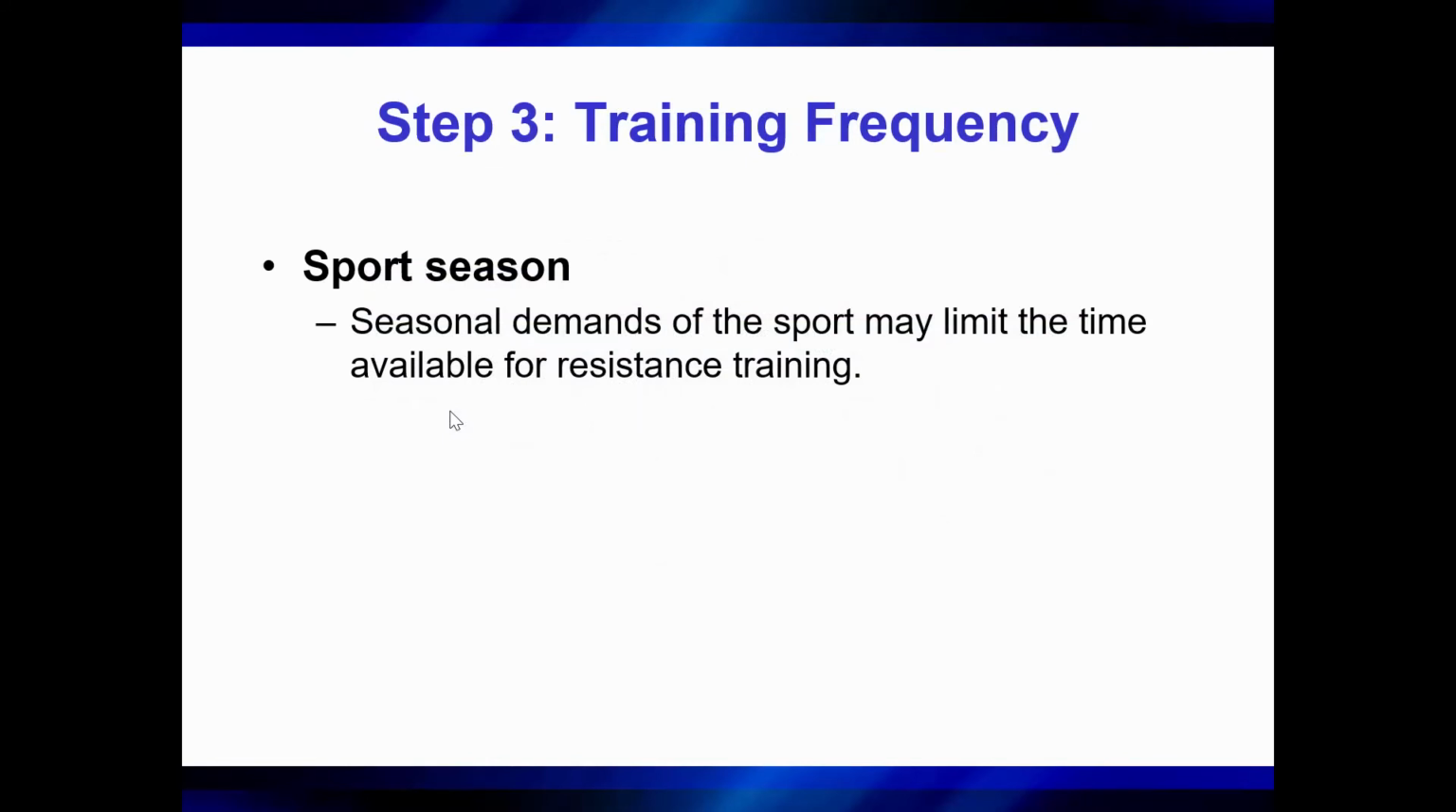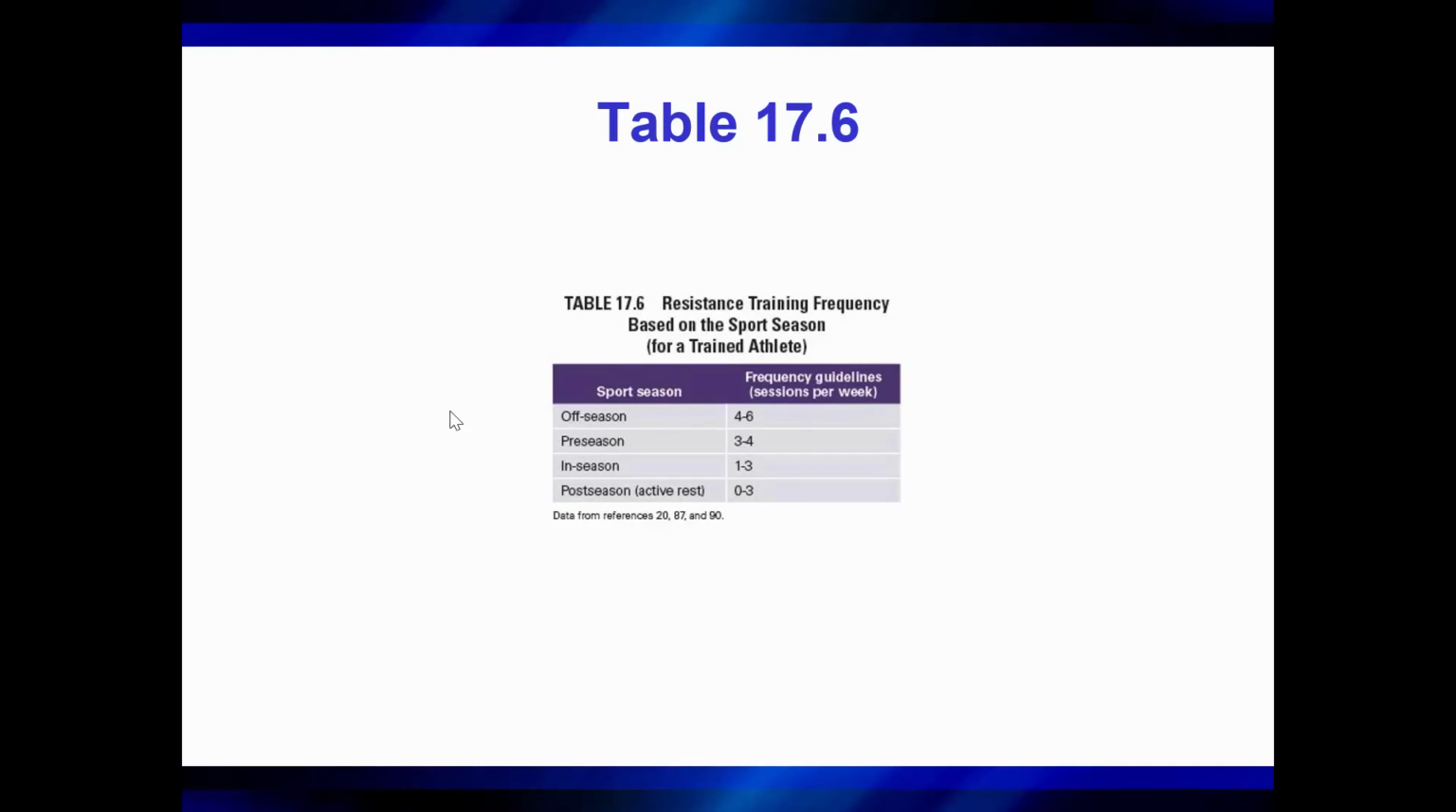Now, seasonal demands of the sport may limit the time available for resistance training for 2 reasons. 1, the amount of energy available for the athlete, and 2, regulations that would be for high school, college, or professional athletes. So here we see the sports season, or the training period, off-season, preseason, in-season, and postseason, and we see the frequency guidelines for each of these. So off-season, 4 to 6 per week, preseason 3 to 4, in-season 1 to 3, and postseason, which would be active rest, 0 to 3.